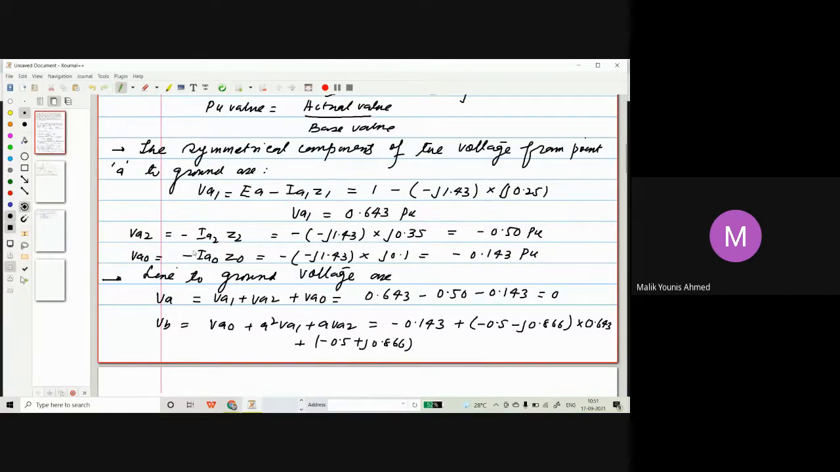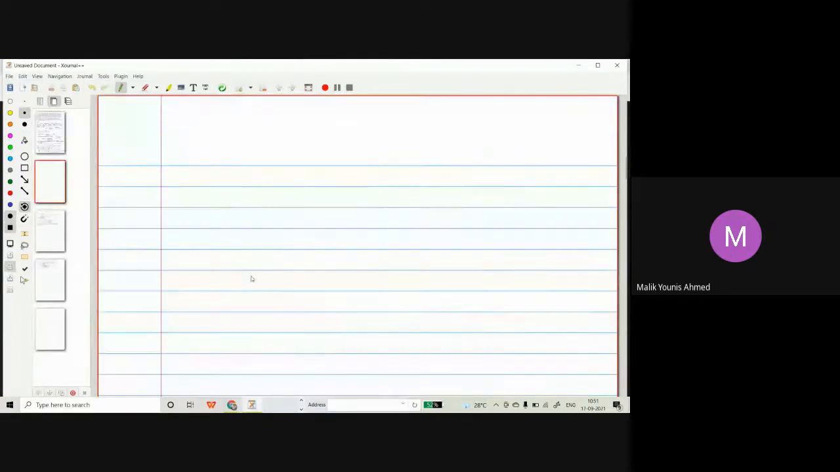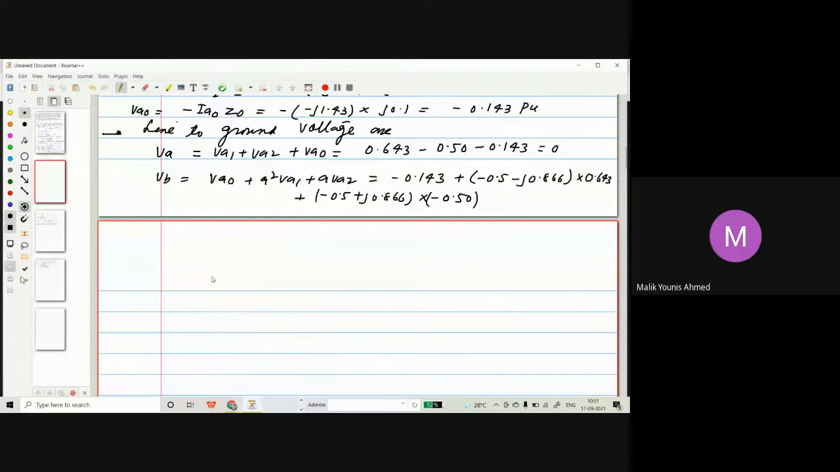Then VA2 is minus 0.50. So you have to calculate this, and the VB value, the line to ground voltage for phase B, which you will be getting, is minus 2.15 minus j 0.990 in per unit.